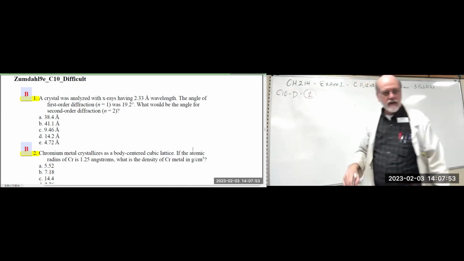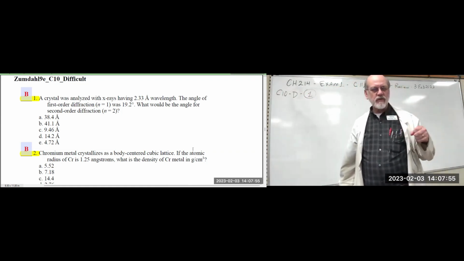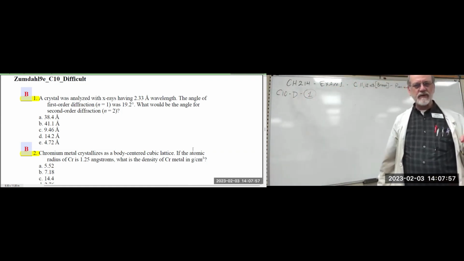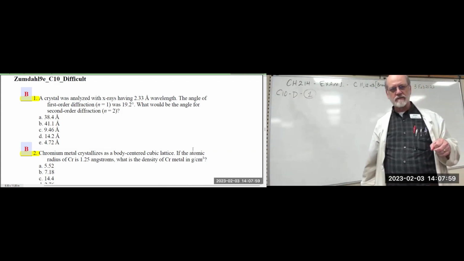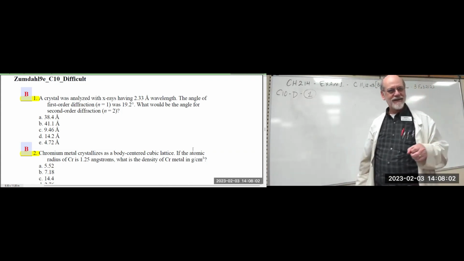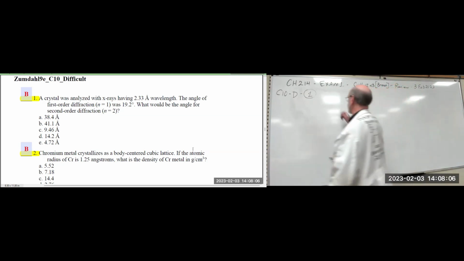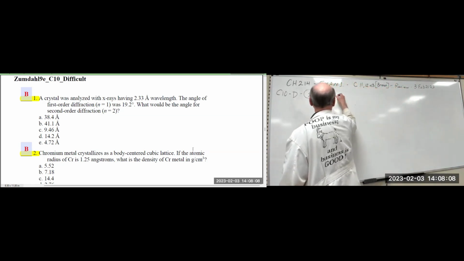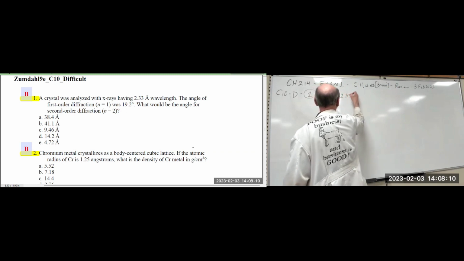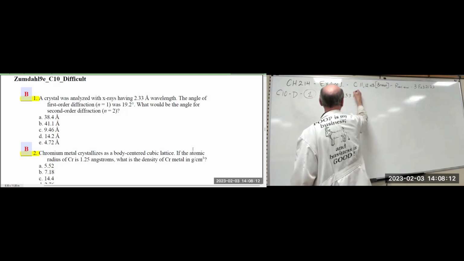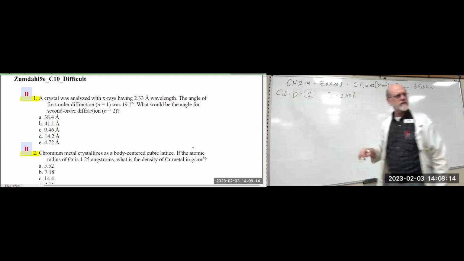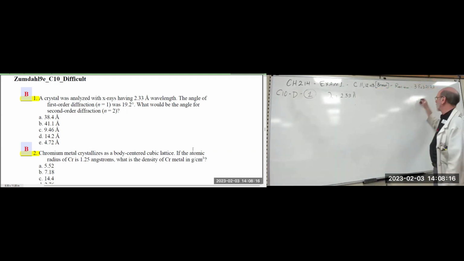All right. A crystal was analyzed with X-rays. I smell Bragg equation. The crystal was analyzed with X-rays of a wavelength of 2.33 angstroms. So the wavelength we're using is 2.33 angstroms. I'll tell you what an angstrom was. I haven't told you that yet. 1 angstrom is equal to 10 to the minus 10th meters.